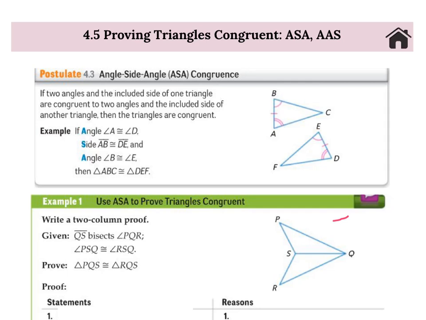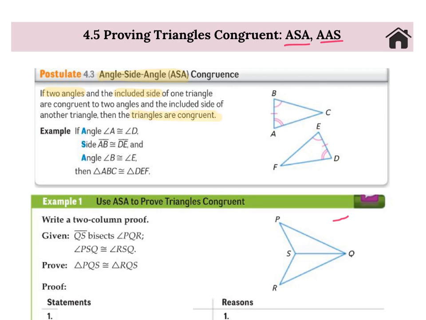Hey guys, so today we're going to be talking about chapter 4.5, proving triangles congruent. We're going to be looking at angle, side, angle, and angle, angle, side today. So with angle, side, angle, ASA, anytime you have two angles and the included side of a triangle that are congruent to two angles and an included side of another triangle, both triangles will be congruent.